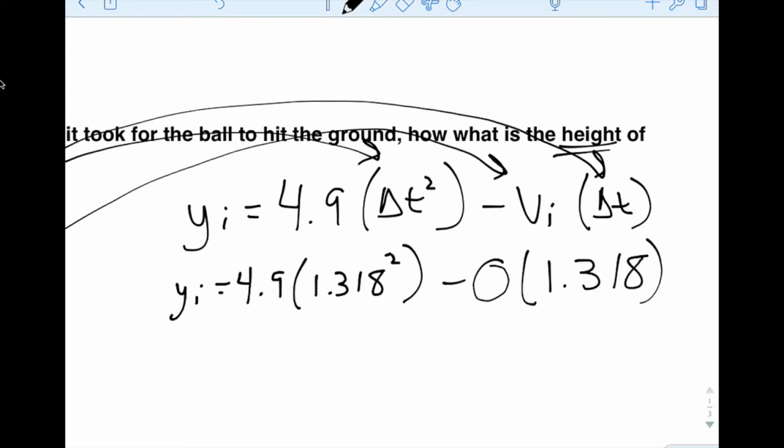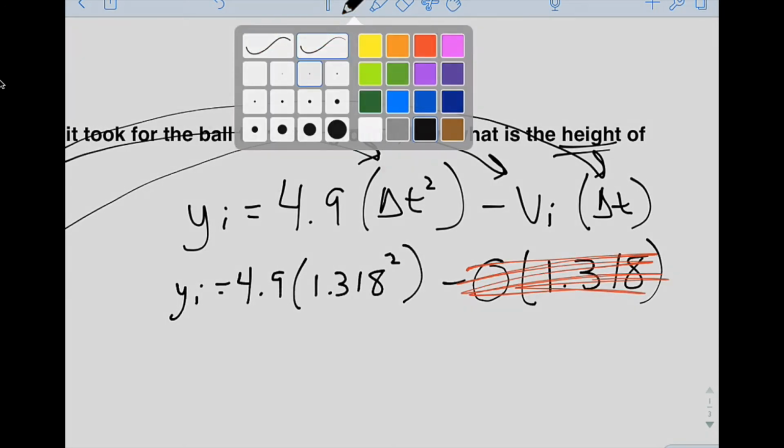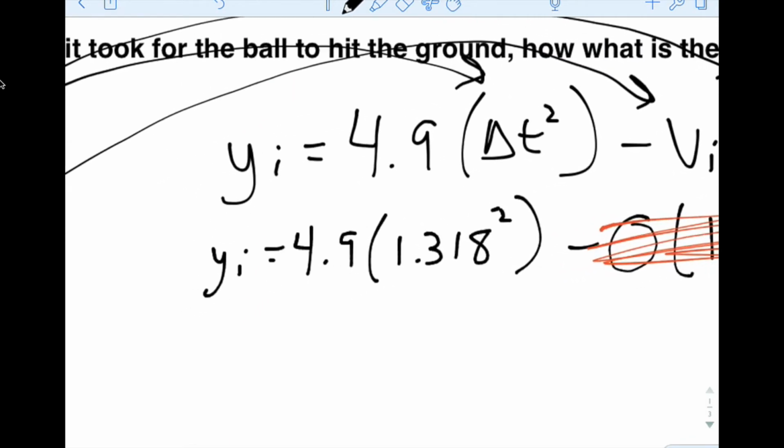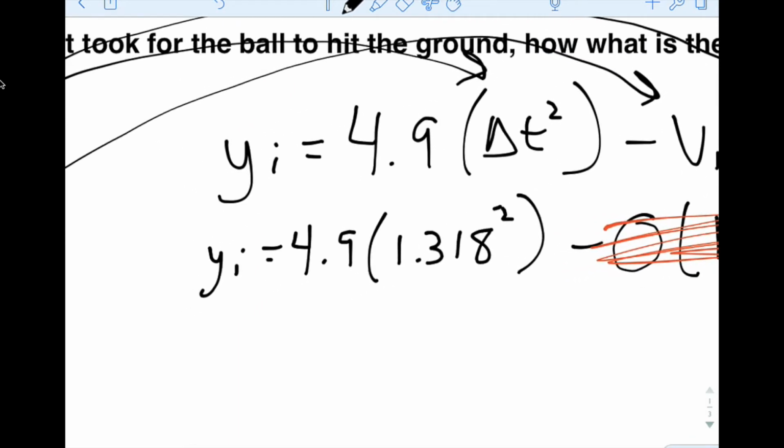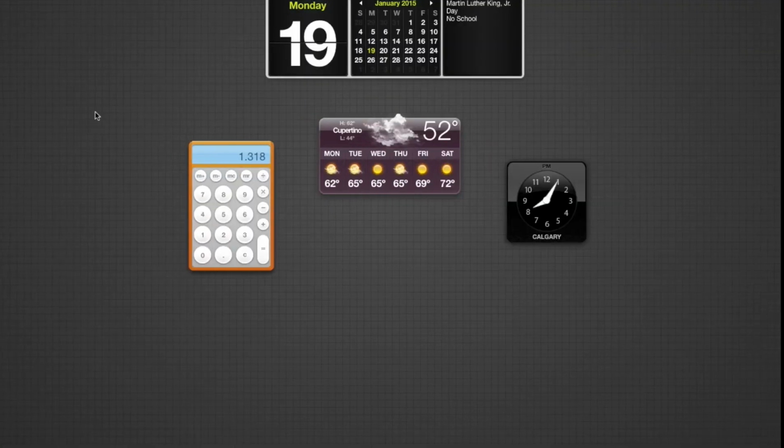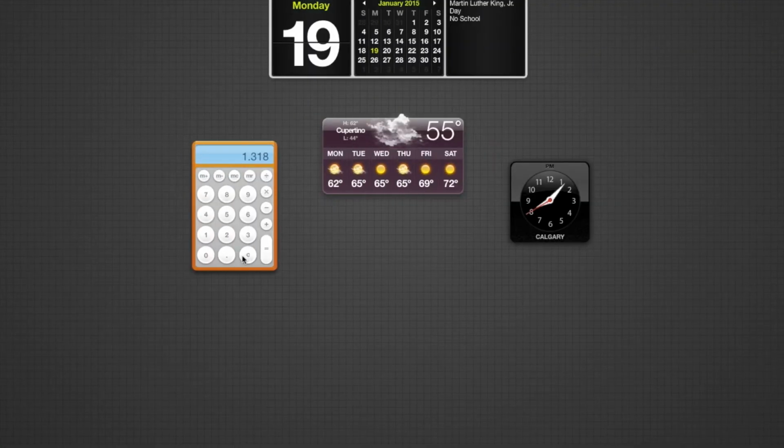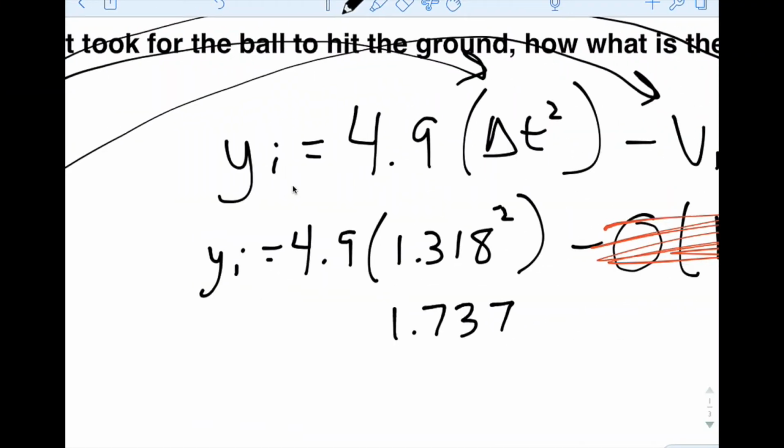Well, the first thing I'm going to do right away is I'm going to see that 0 times 1.318 is just 0, so I'm not going to deal with that. And so I'm left with this over here. So 1.318 squared, I'm going to do that first. So let's go clear. Let's go times 1.318. 1.737. All right, so I wrote 1.737 in there.